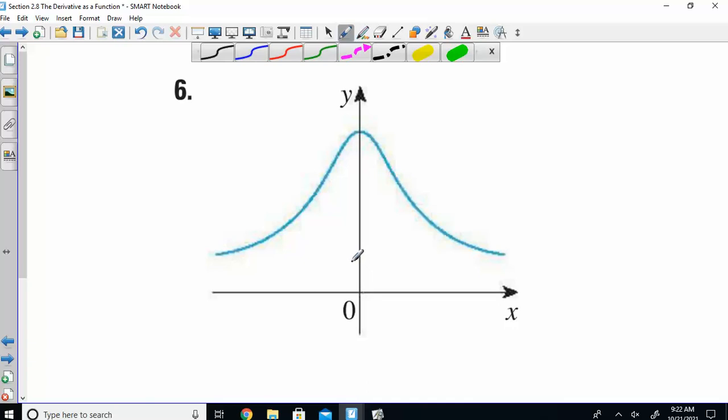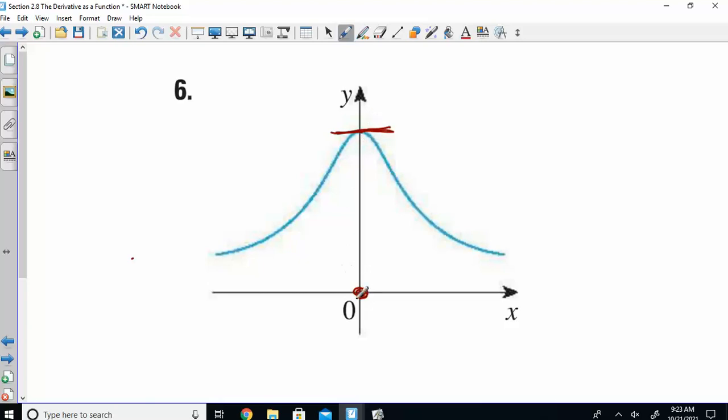So here's my graph. If I want my derivative, where would my derivative be 0? Right, anywhere you have a maximum or a minimum. So when x is 0, my derivative will be 0. You'll notice here, your graph is flattening. That means your derivative is not ever exactly 0, but it's going to get smaller and smaller, so that's going to kind of act like a horizontal tangent line.